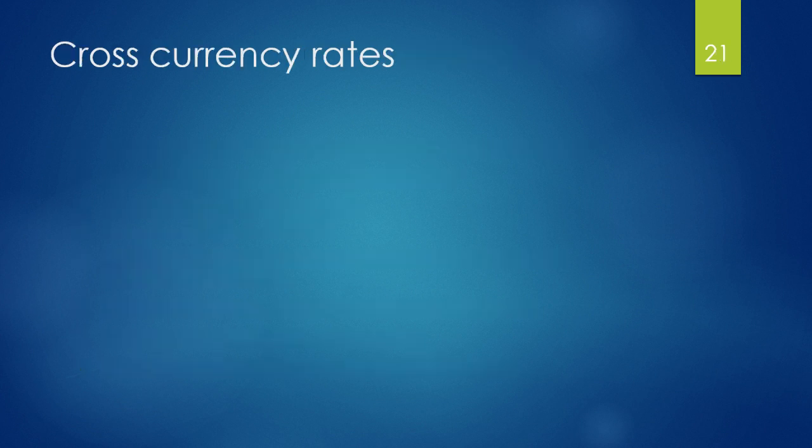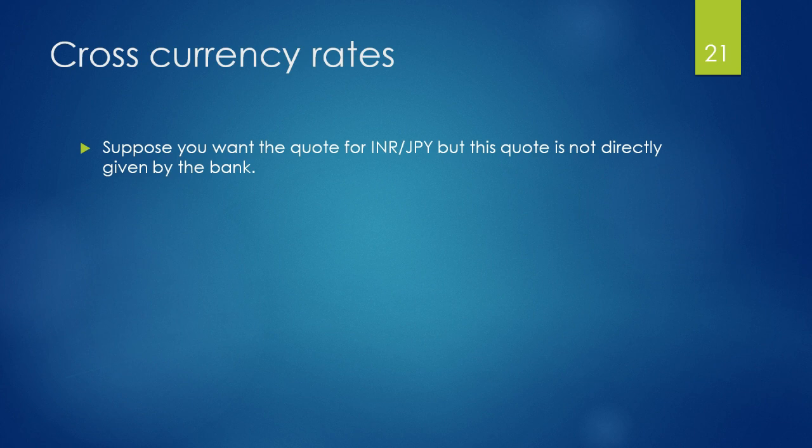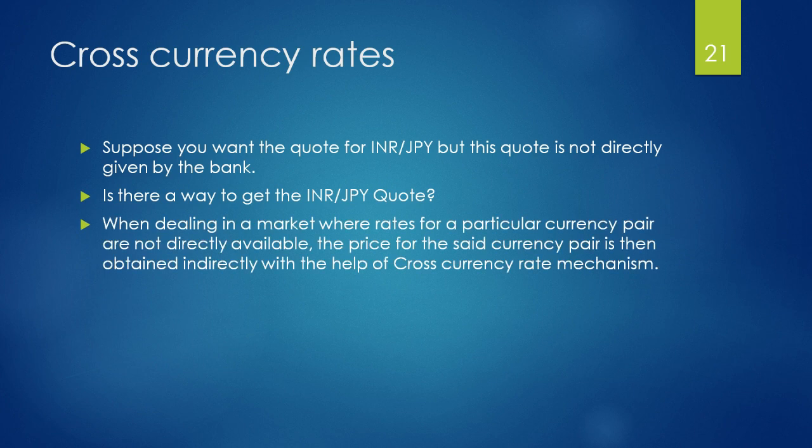Now let's discuss an important topic, which is cross currency rates. Many questions come from this part, so please learn carefully. Friends, suppose you want to find the quote for INR Japanese yen, but this quote is not directly given by the bank. So is there a way to get INR Japanese yen quote? Yes, there is, and that way is cross currency rates. When dealing in a market where rates for a particular currency pair are not directly available, the price for the set currency is then obtained indirectly with the help of cross currency mechanism.